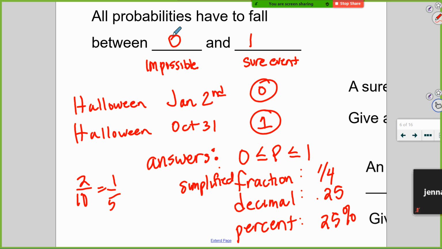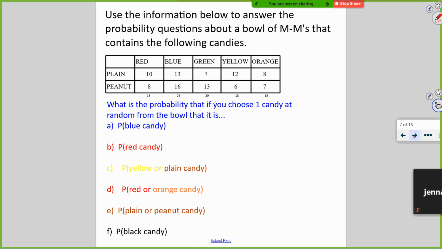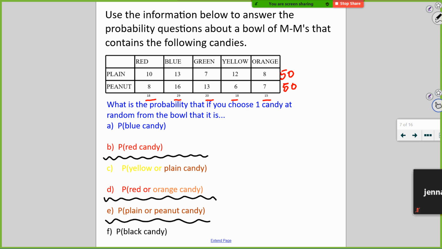All right, so let's do some probability problems. Now we're going to get into some different scenarios. All right? So I have a bowl of M&Ms. There's plain M&Ms and peanut M&Ms. Okay? So I have the total of red, blue, green, yellow, orange. Right? I think I did 50 of each of them. All right? So there's a total of 100 M&Ms. So now I did this so that I would show you each type of probability. So I have 3 different types of probability here.